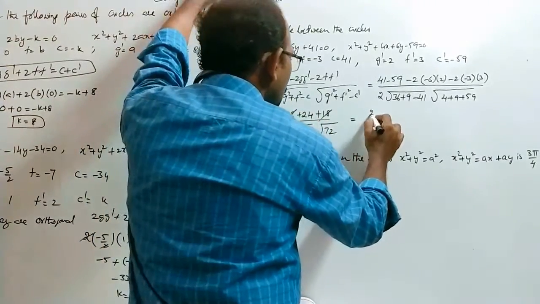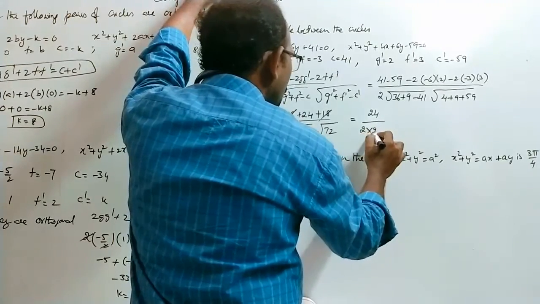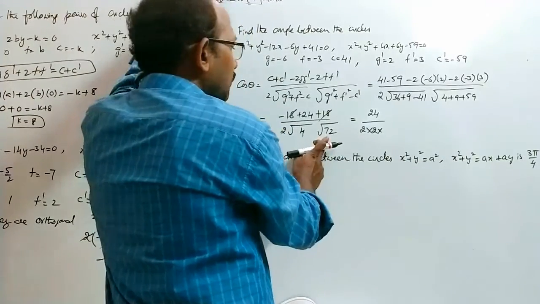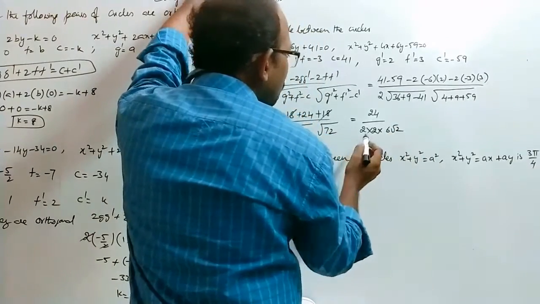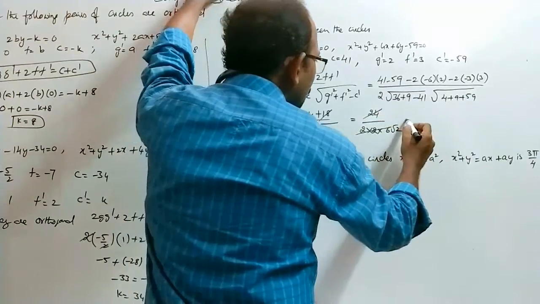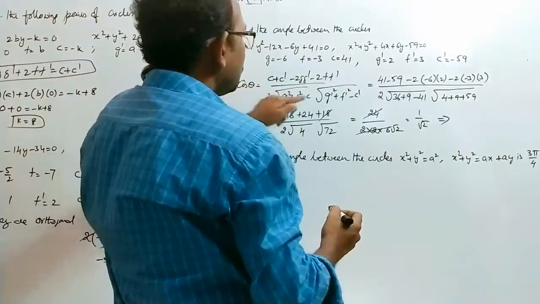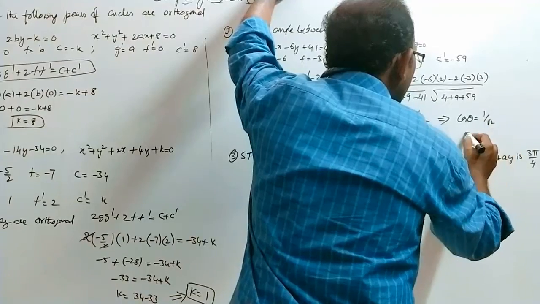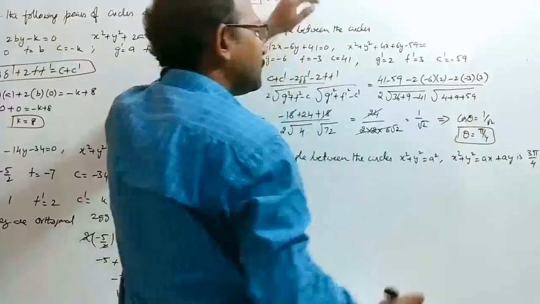Then that is equal to 24 by 2 into root 4, 2 into here 36 2s are 72. Therefore this can be written as 6 root 2. Therefore here 2 2s are 4, 4 6 are 24. Here also 24. That is equal to 1 by root 2. That is nothing but cos theta is equal to 1 by root 2. Therefore theta is equal to pi by 4 in this case.